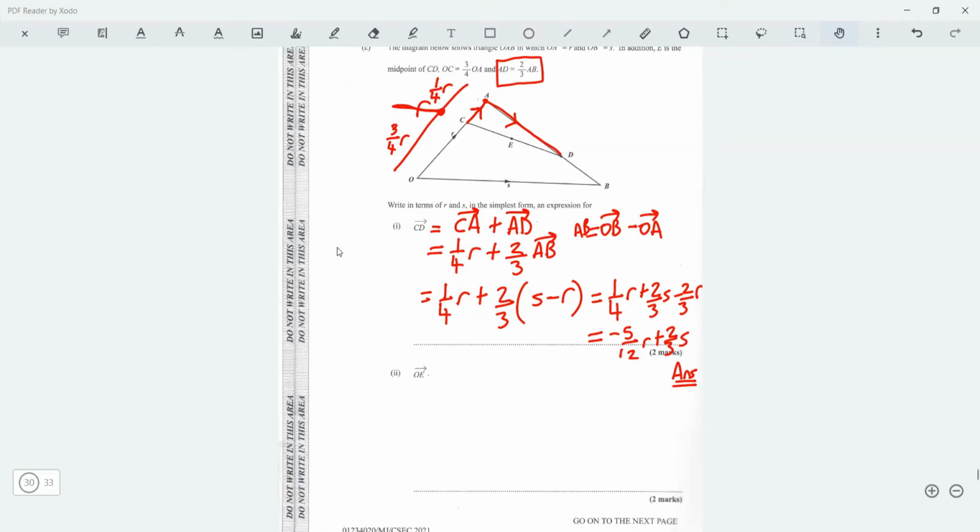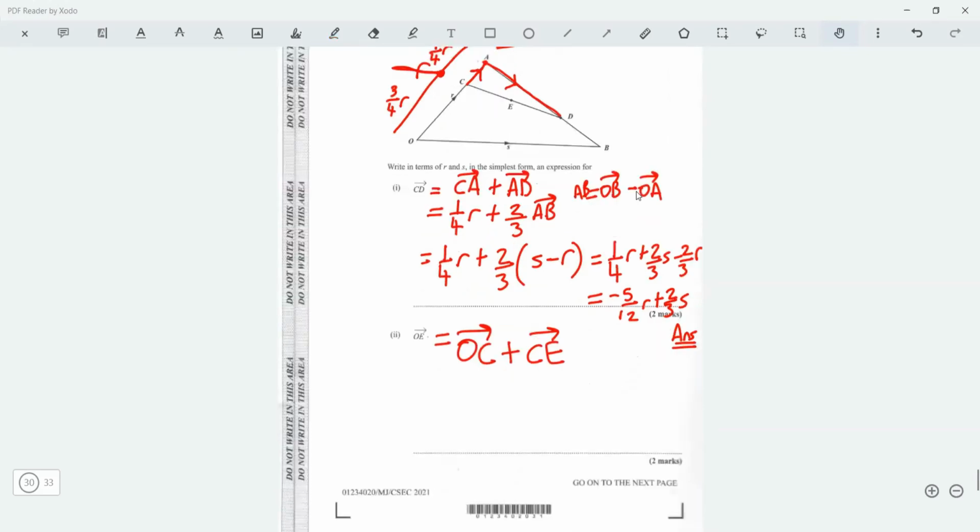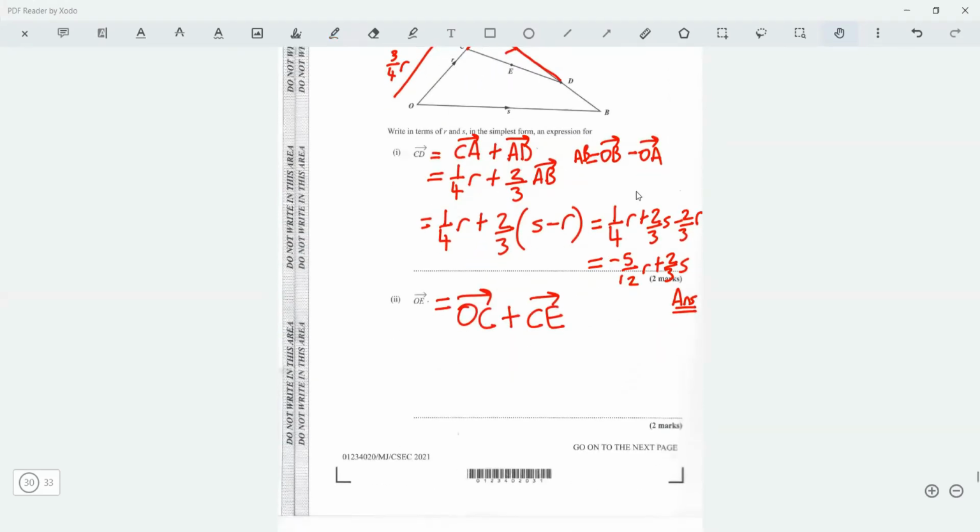Now, since E is the midpoint, to go from O to E, what we can do is go from O to C, and then you can go from C to E. Maybe you want to do that. It's up to you. All right. So now we'll go from O to C.